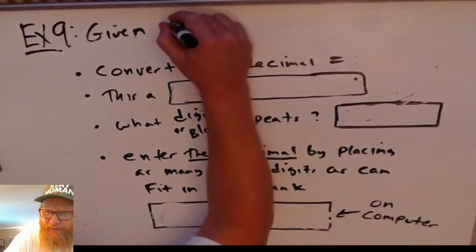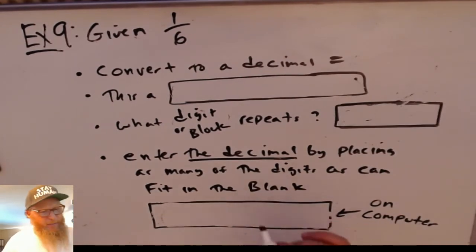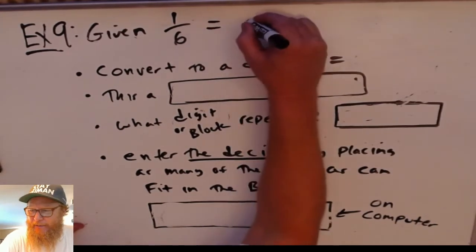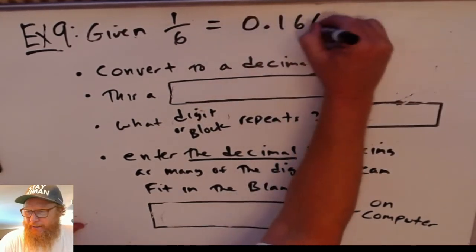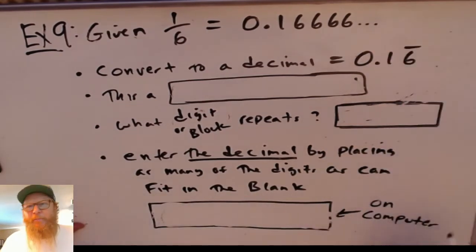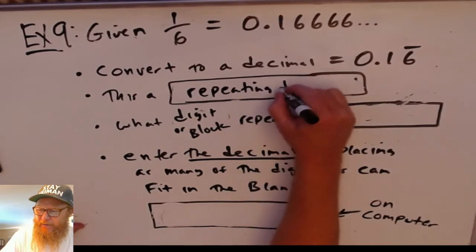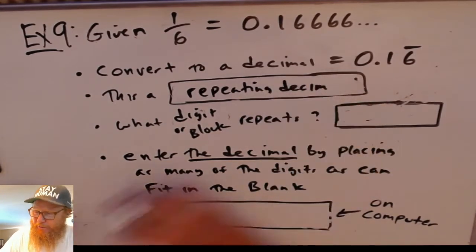One of them is 1/6. I already mentioned 1/6. That is 0.166666666. So you put the bar above the 6. And this is a repeating decimal, or sorry, repeating digit.